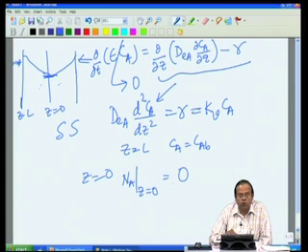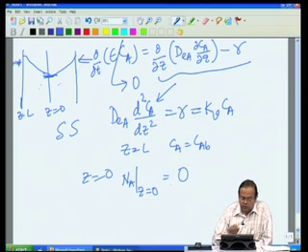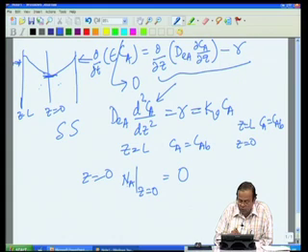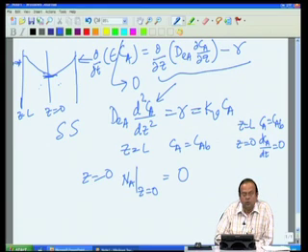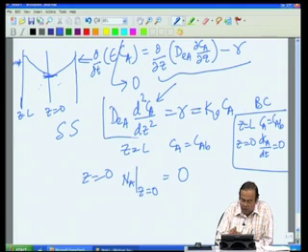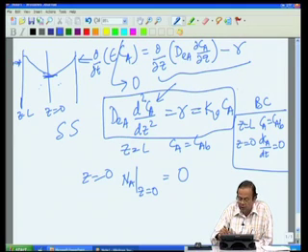So, these are my two boundary conditions which I will use for solving this equation. Let me write down those boundary conditions on the side: z equal to L, Ca equal to Cab, and z equal to 0, this flux equal to 0 can also be written as dCa/dz equal to 0. So, these are my boundary conditions, and this is my mass balance at steady state.